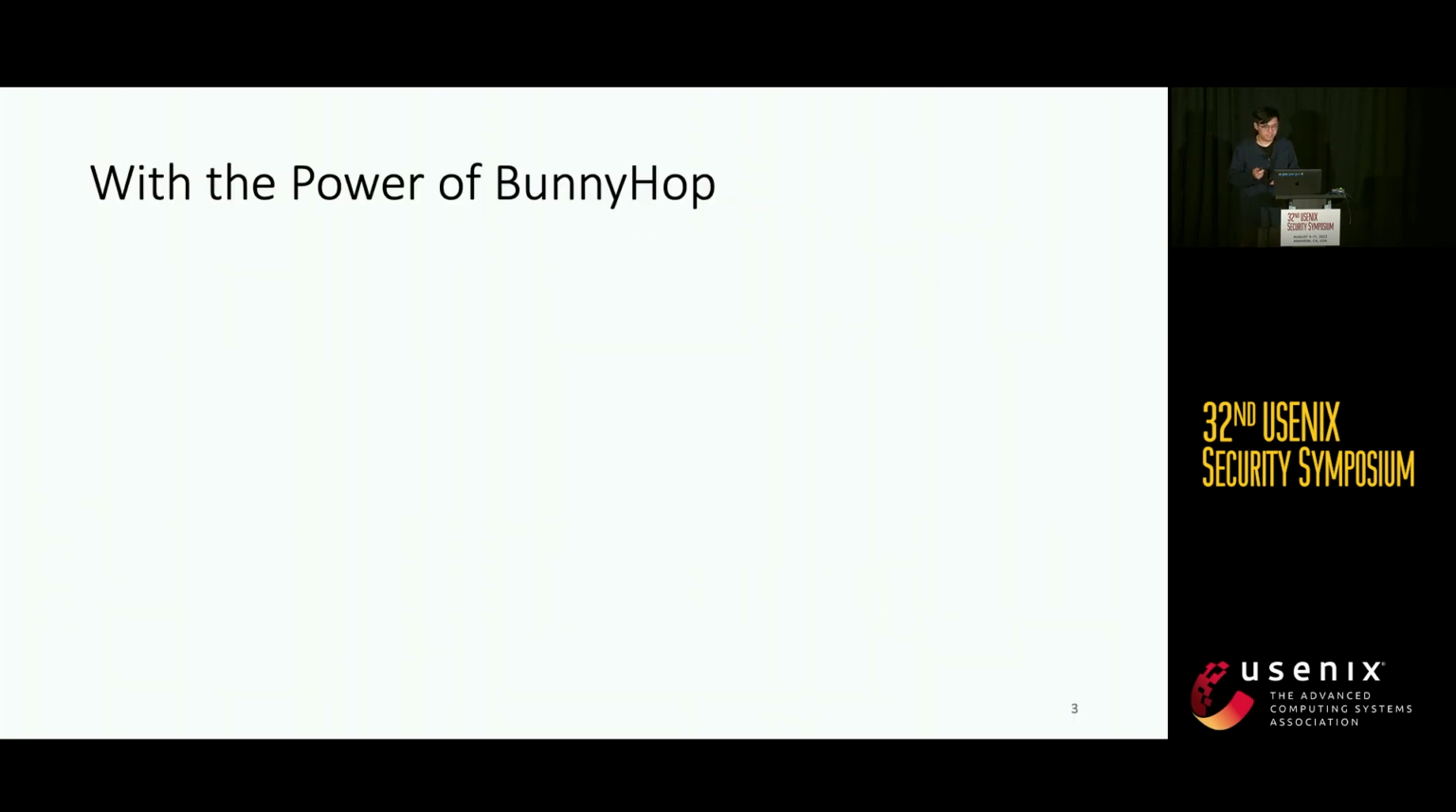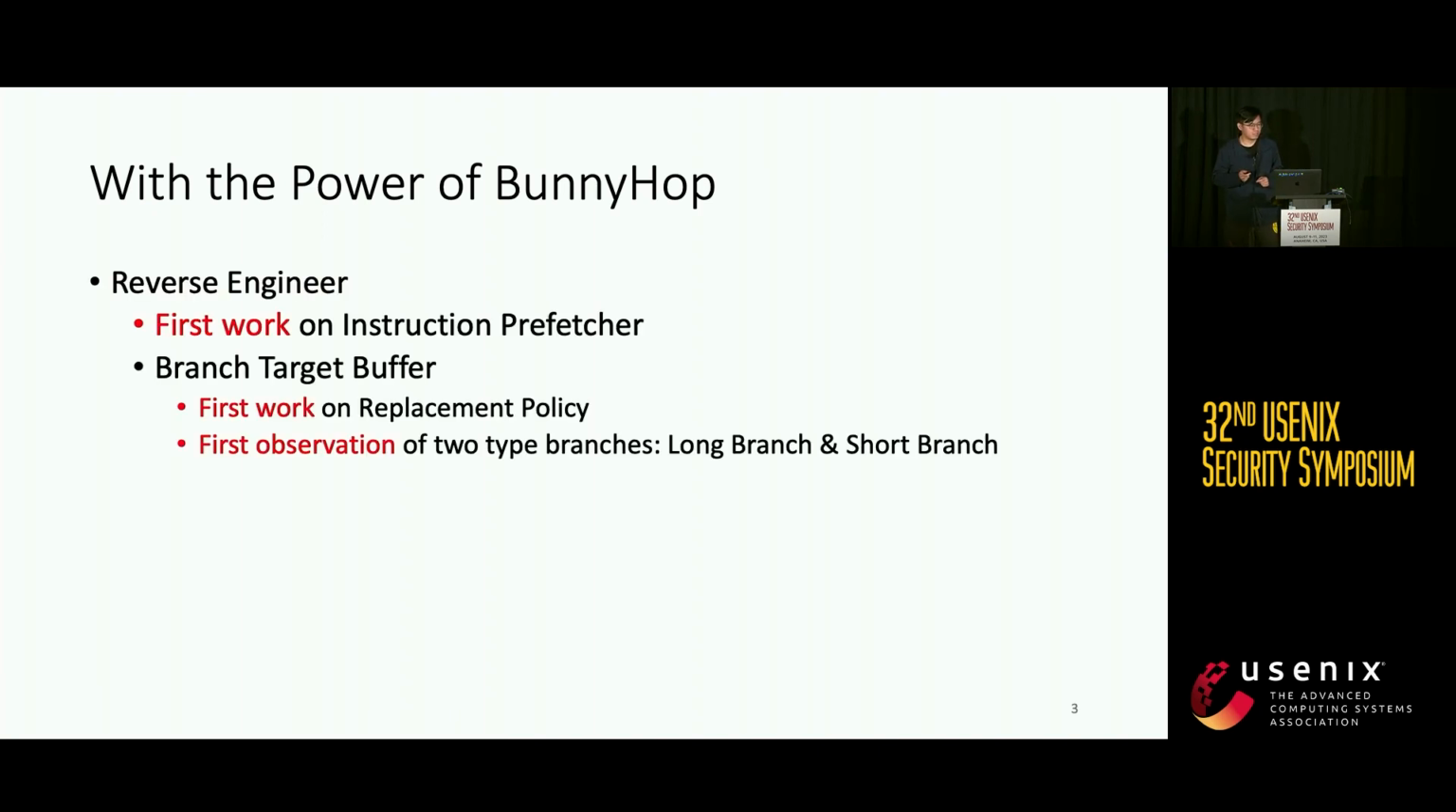The BunnyHop attack is very nice, and with such a nice technique, what we do is first reverse engineer how the instruction prefetcher works on Intel processors. Furthermore, we do a bit more reverse engineering on the branch target buffer.